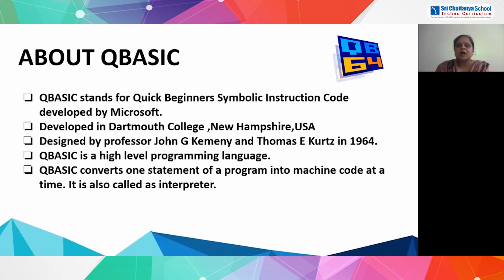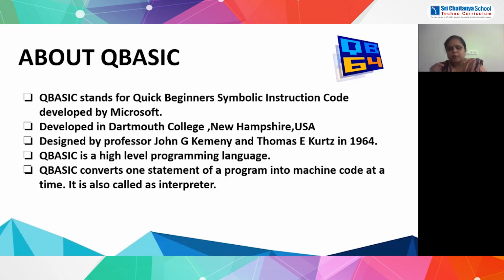Qbasic is a high-level programming language. What is this high level? There are different levels of programming languages. Okay, high level means it is written at an English level. Commonly, if we read it, we will understand what is written. That is a high-level programming language. Then Qbasic converts one statement in a program into machine code at a time. What is this converting the statement? See, the program is written line by line, that is statement by statement. Qbasic converts one statement at a time into machine code.